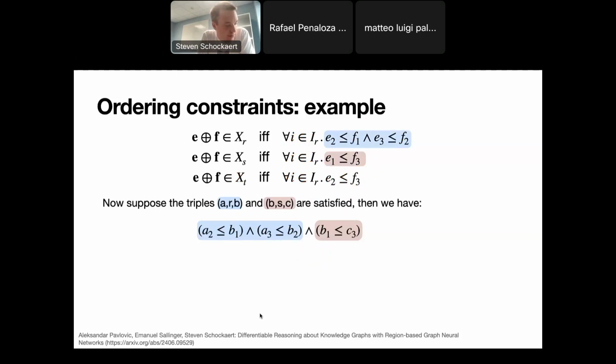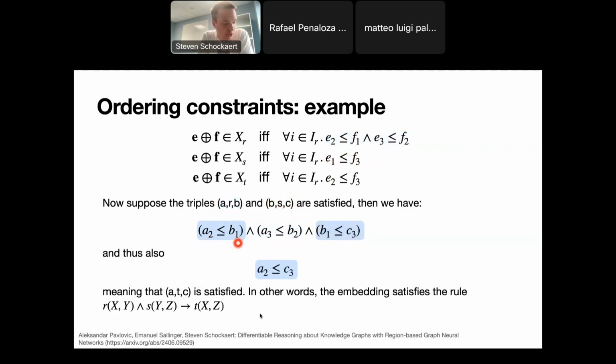Now, suppose we have these two triples, ARB and BSC. You can see the corresponding constraints here. Because ARB is satisfied, we know that the second coordinate of A has to be below the first coordinate of B, and the third coordinate of A has to be below the second coordinate of B, and similarly for the other triple. That's because of how these regions were defined. And of course, we have this transitivity here: A2 is before B1, and B1 is before C3, so that implies that A2 is before C3. But that was the constraint that we used to define the region that represents the relation T.